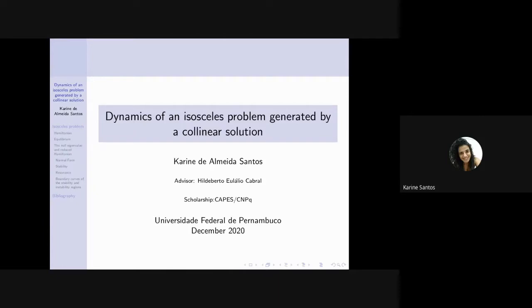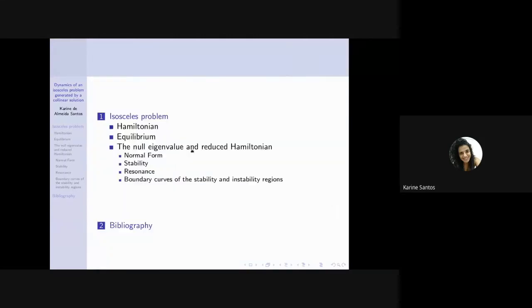This is the layout of my presentation. We obtain the Hamiltonian and the equilibrium, then we reduce the Hamiltonian and obtain the normal form. We study the stability and the parametric stability, and we talk about the resonance, and we construct the boundary curves of the stability and instability regions.